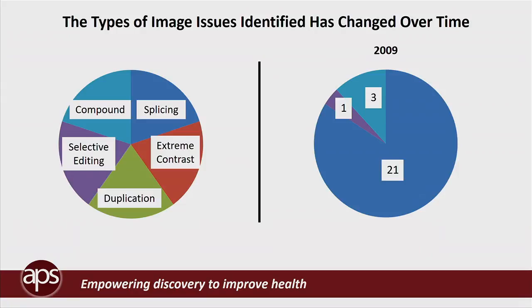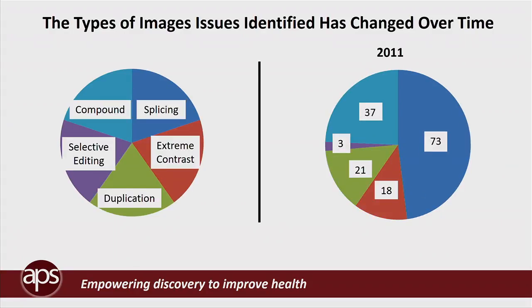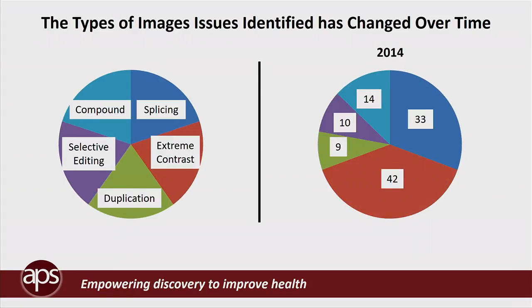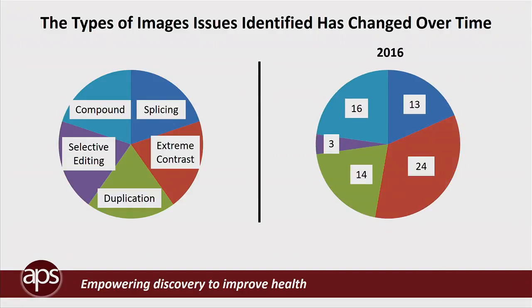In 2009, our art staff identified many issues of splicing, and that was the major thing that they were looking for. However, as time went on, they became more savvy at identifying that extreme contrast adjustment was another way to mask modifications. And so now it's quite common for us to identify errors related to splicing and also extreme contrast adjustment. And we always have our handful of duplication and selective editing, but those vary year by year.